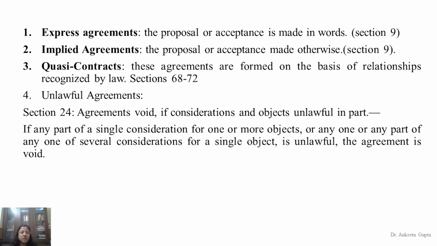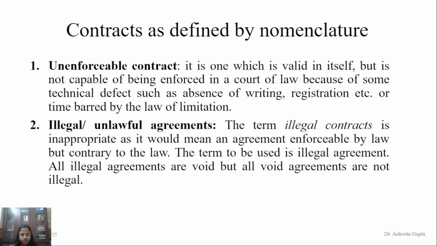Unlawful agreements. Section 24 mentions unlawful agreements, that an agreement is void if it has unlawful consideration or an unlawful object, which means, say, I want to start a brothel. That's an unlawful agreement. That's not allowed. So it will be a void agreement, as defined by nomenclature.